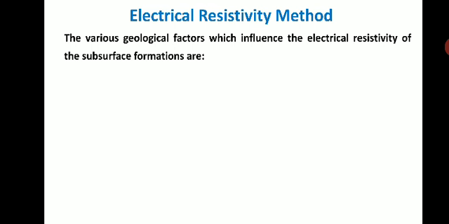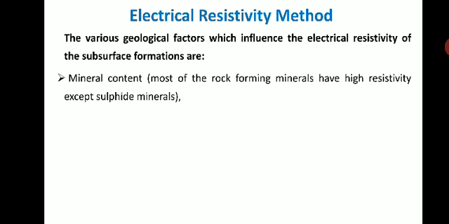The various geological factors influence the electrical resistivity of the subsurface formation. This is performed below the surface because we are passing the current below the ground. The factors which affect the electrical resistivity method are, first, the mineral content. We know a rock is an aggregate of minerals. Most of the rock forming minerals have high resistivity except sulfide minerals. So the mineral content present in the rock plays an important role here.